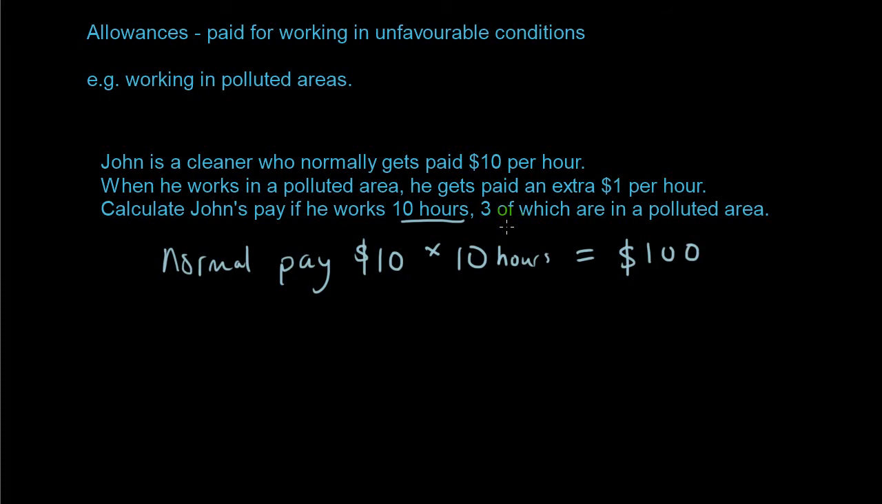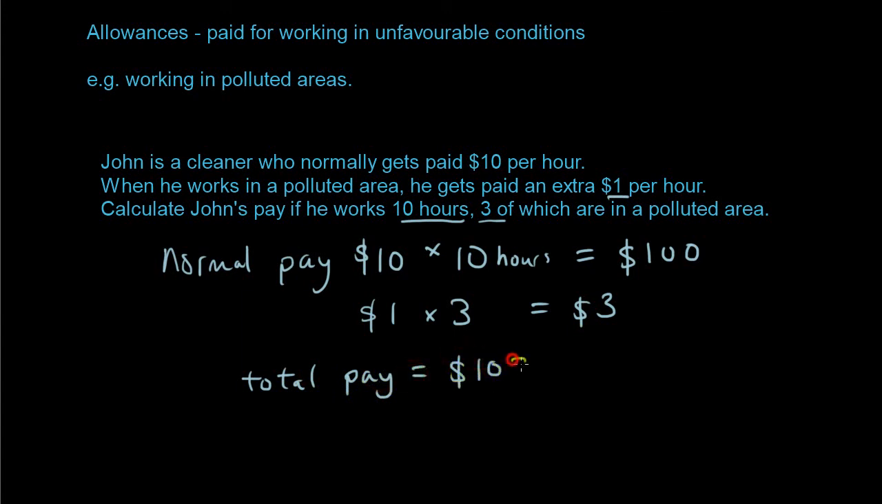But because he's doing 3 hours in the polluted area and he gets paid $1 extra for that, for each of the 3 hours. So $1 times 3 hours is $3. So his total pay would be $103. So that's what allowances mean.